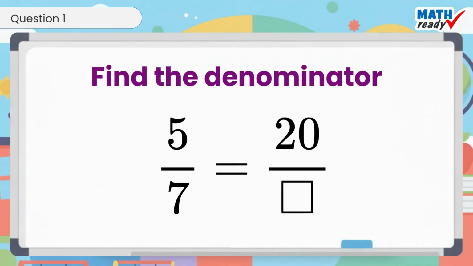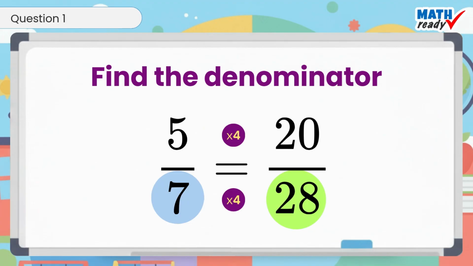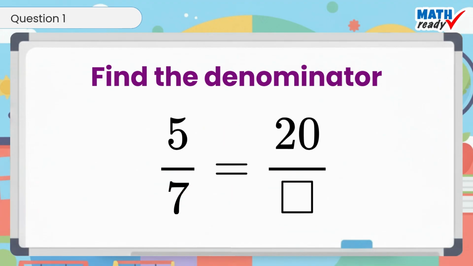Find the denominator in the second fraction if 5 over 7 is equivalent to 20 over something. For our first fraction, we can see that the numerator is 5, and in the second fraction, the numerator is 20. This means the numerator in the first fraction was multiplied by 4 to become 20, which is the numerator in the second fraction. For both of our fractions to remain equivalent, we also need to multiply our first denominator by 4. In this case, 7 multiplied by 4 gives us 28, which is our missing denominator. So, 5 over 7 is equivalent to 20 over 28.